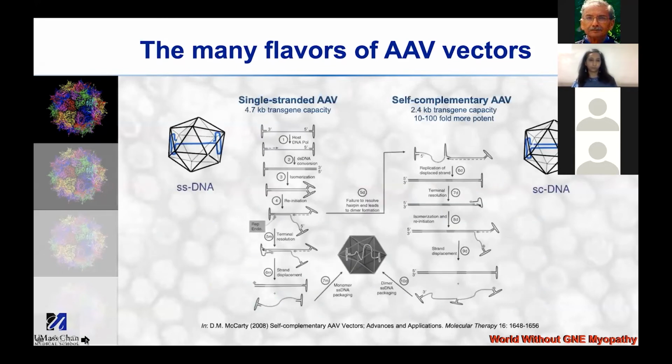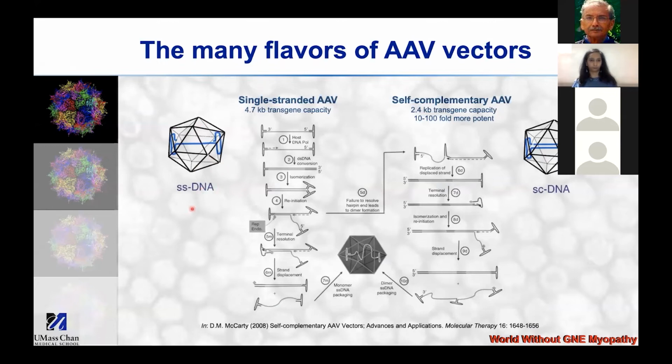And on top of that, they also come in different flavors. And when I say flavors, I mean genetic flavors. So I told you before that it's a single-stranded genome. So DNA is double-stranded, but these viruses actually make a single strand.